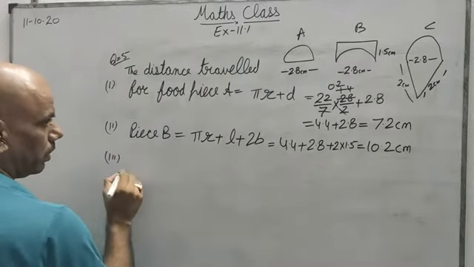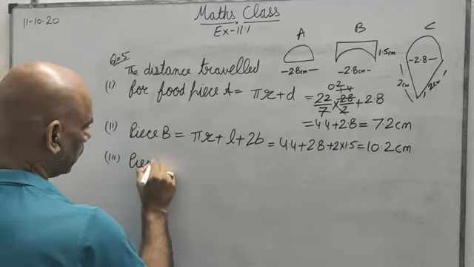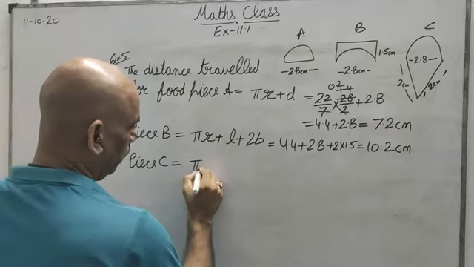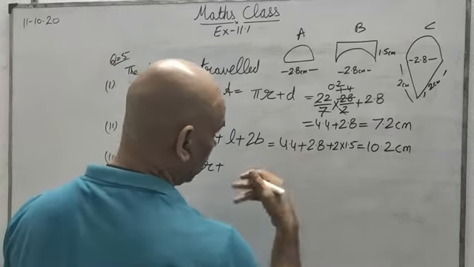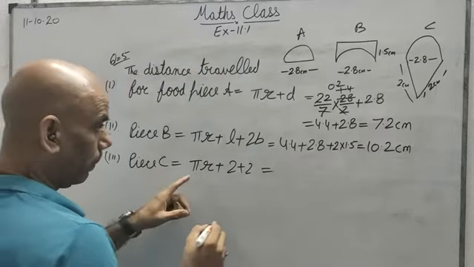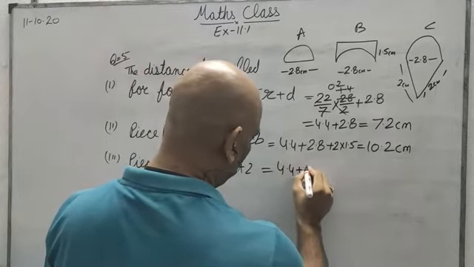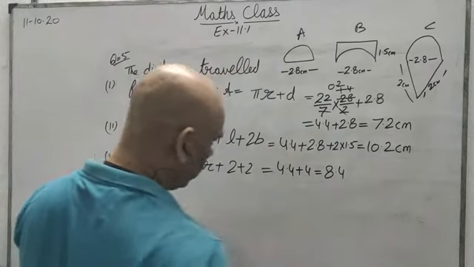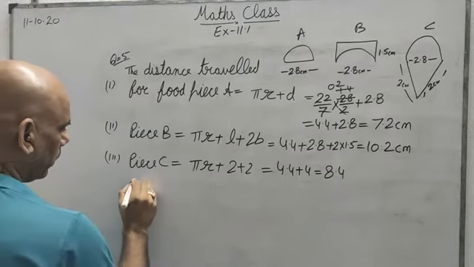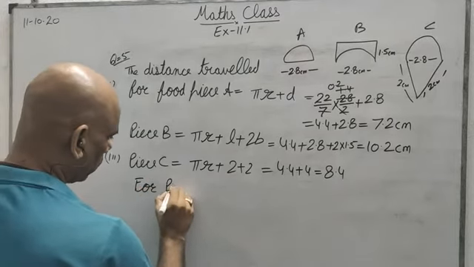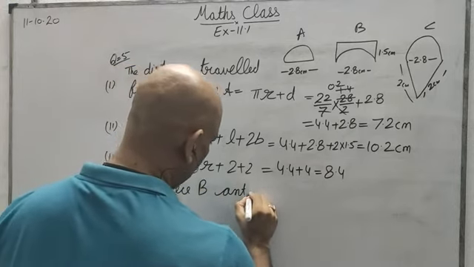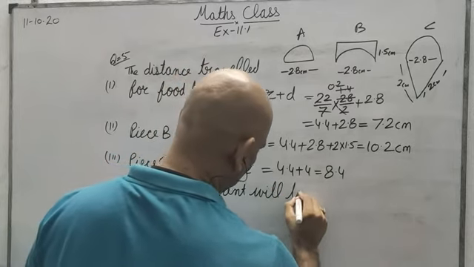Now third, piece C. For piece C, what can be done? Pi r plus these two slanting ones, 2 plus 2. They cannot have any name like length and breadth. So pi r is 4.4 plus 4, 8.4. So for which piece will the ant have to travel more? For piece B, the ant will travel the most.